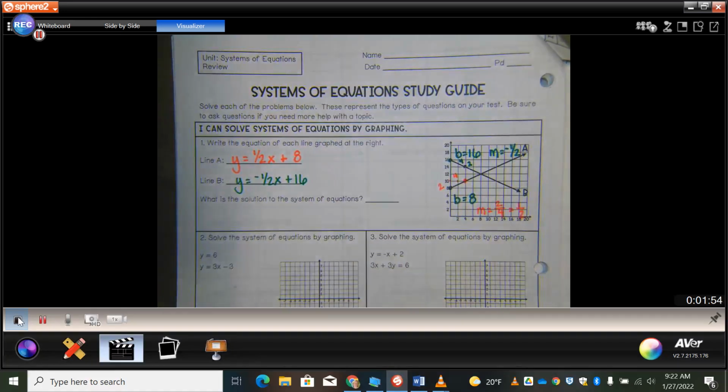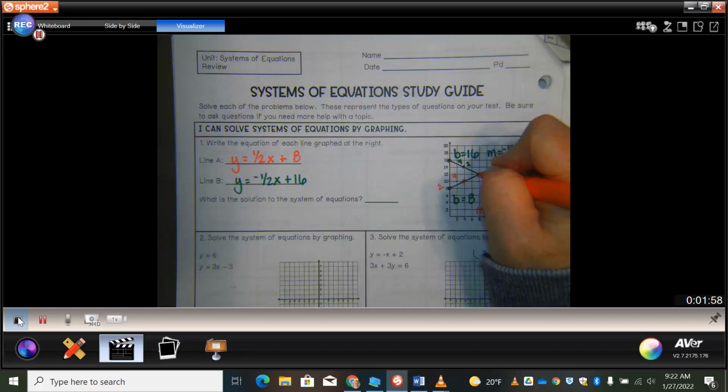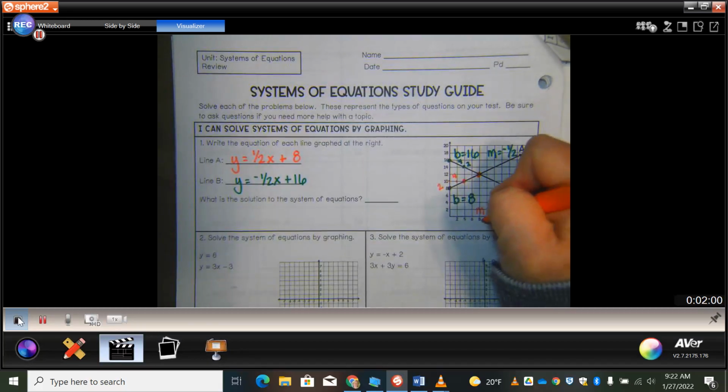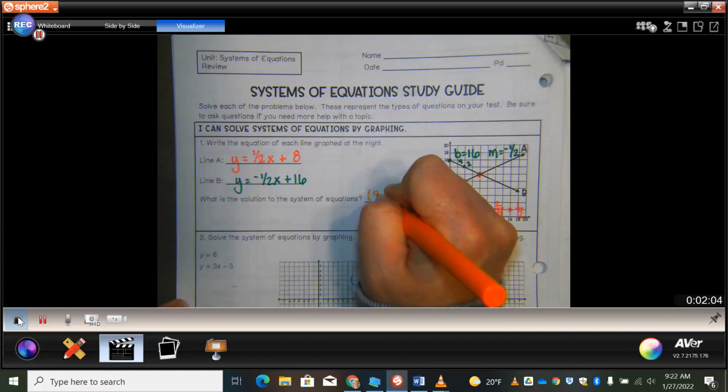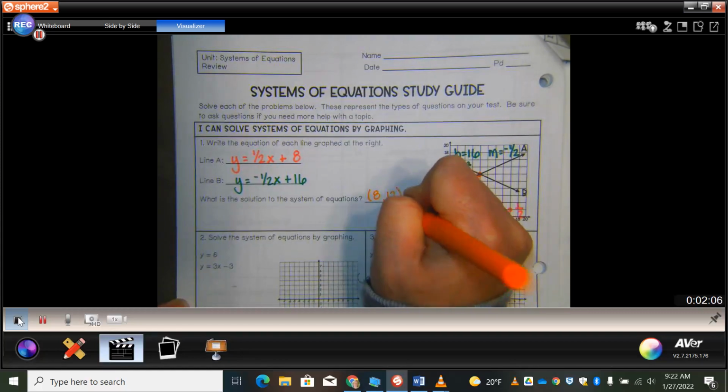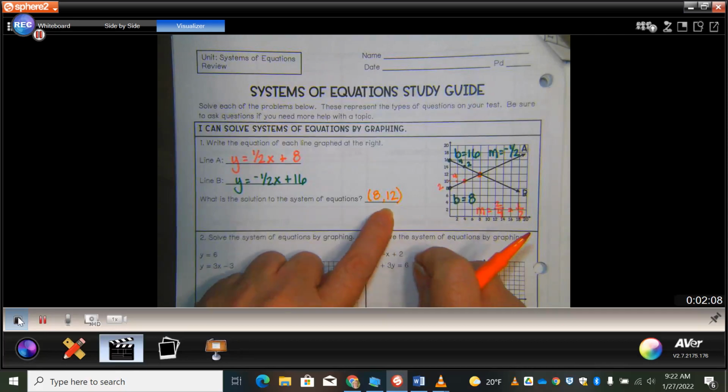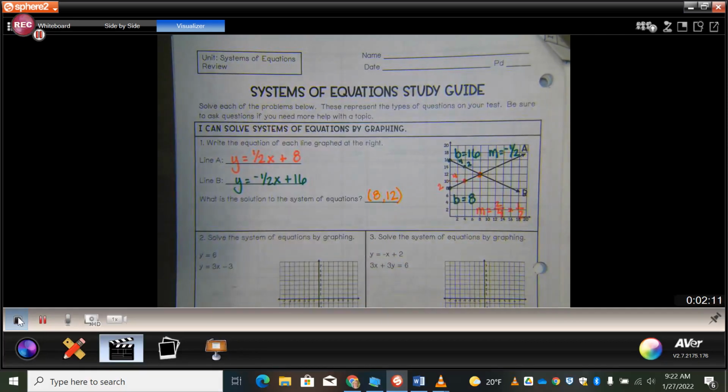What is the solution? The solution is always the point where the two lines intersect. This is located at (8, 12). And when you use an ordered pair, please remember to use parentheses and a comma to separate.